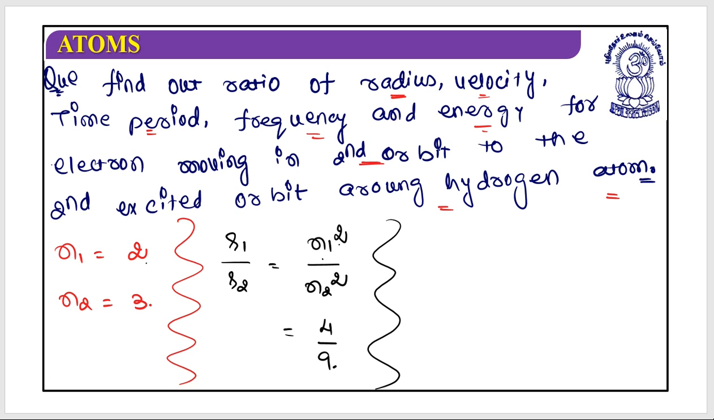Now let's take the case of the velocity. v1 is to v2, that is Z by n, so it is 1 by n1 to 1 by n2. So basically it is just the ratio n2 is to n1, and that is 3 is to 2. So this is the ratio of their velocity.